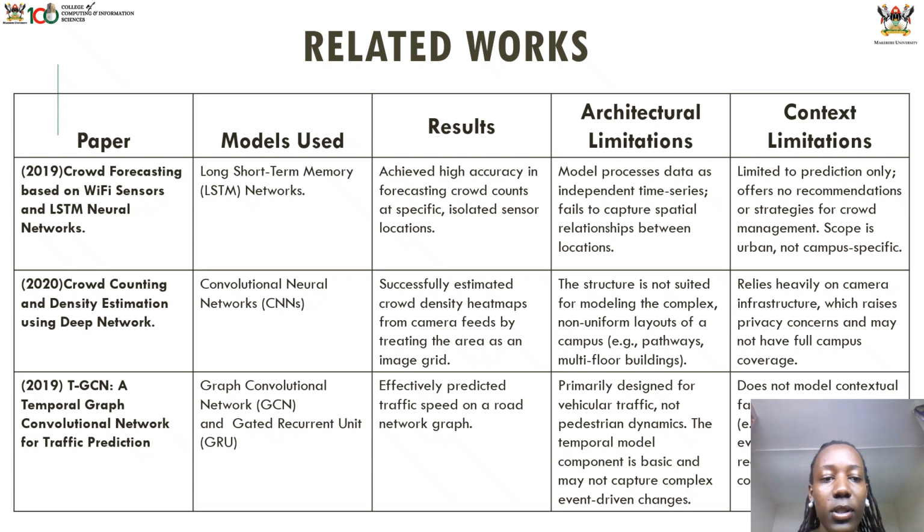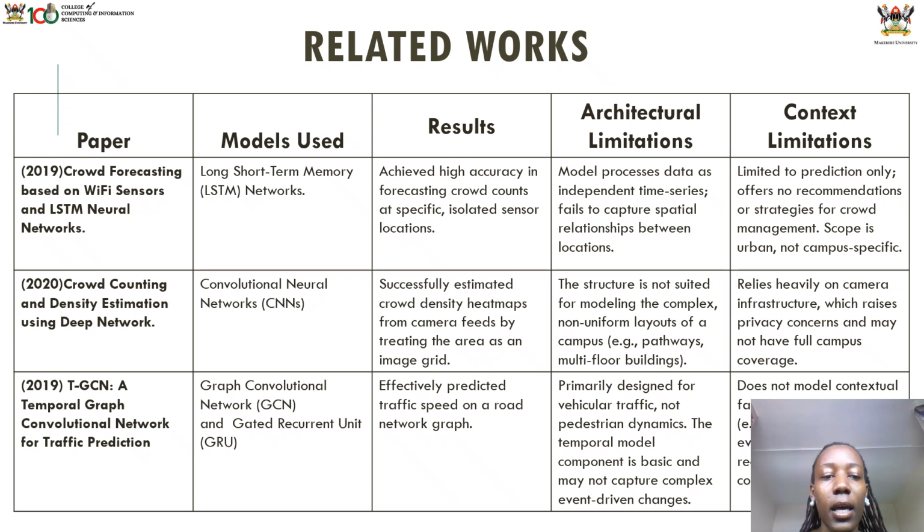And then there is the 2020 paper on crowd counting. As you will see, this one was using convolutional neural networks, and it was successfully able to estimate crowd density heat maps from camera feeds. So this basically used camera feeds, and that was the context limitation it had, because around campus it's not that every place has cameras.